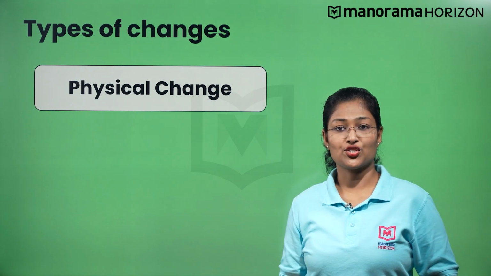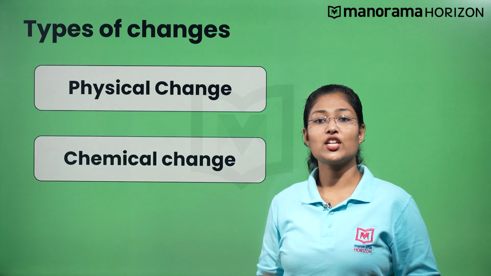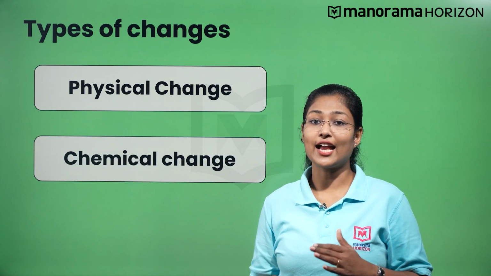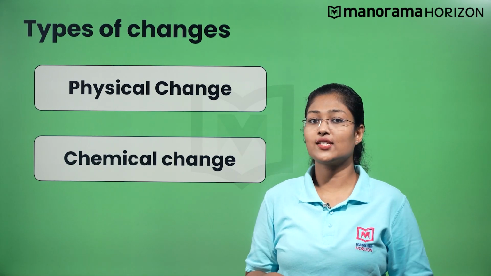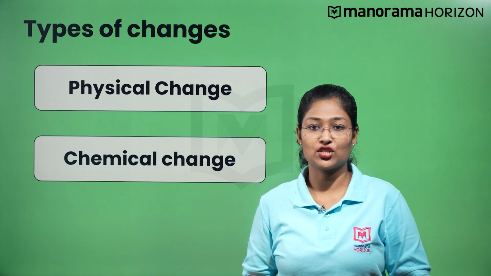So let us first try to define enzymes. For every reaction, there are two types of changes. They are physical changes and chemical changes. To boost the process and generate products at a faster rate, we add some extra substances to this reaction.